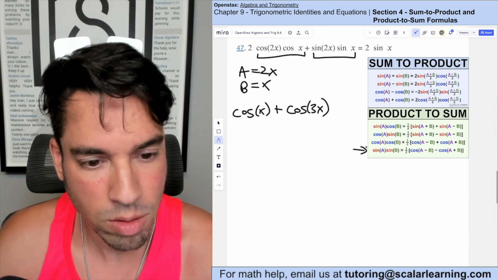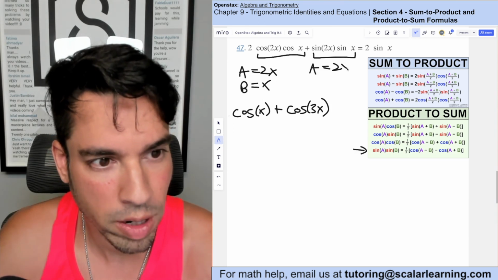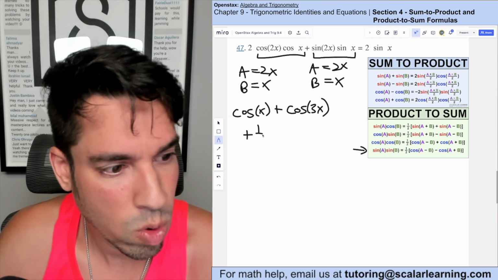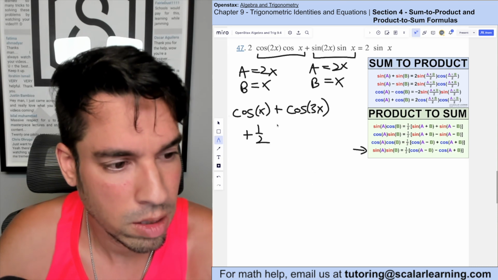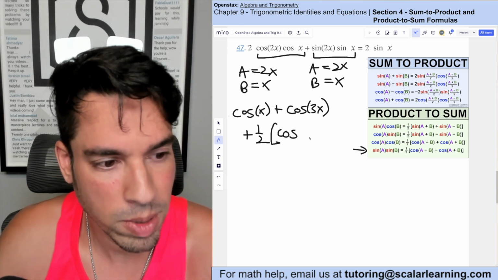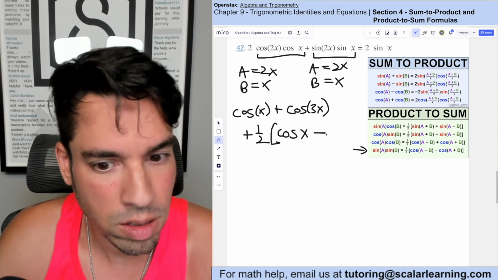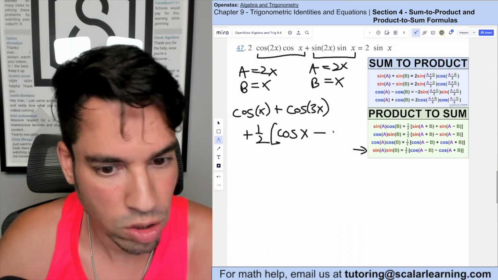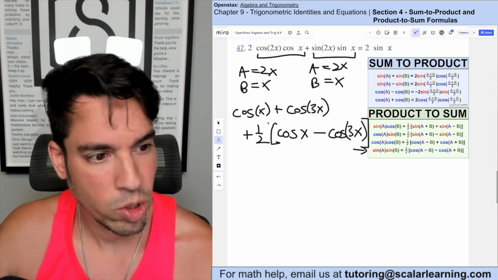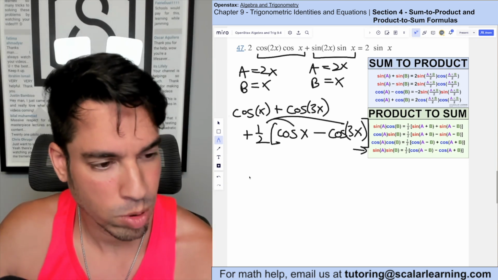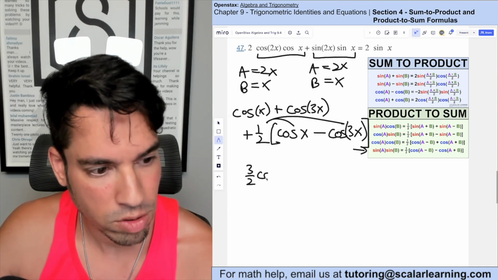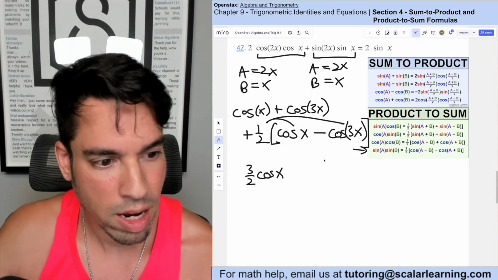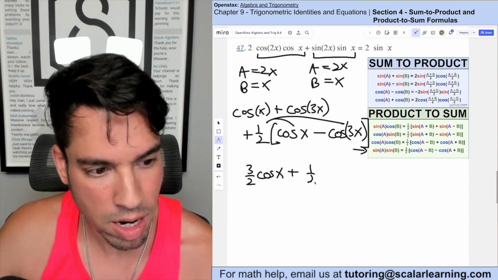That is sine times sine, which is right here. So for this one, I got A equal to 2x and B equal to x. And this one I can rewrite as plus 1/2 cosine of A minus B, which is cosine of 2x minus x, which is just cosine of x, minus cosine of A plus B, so that is 2x plus x, which is 3x. So now as I distribute everything and combine like terms, half of cosine x plus cosine x is 3/2 cosine x, and then cosine 3x minus 1/2 cosine 3x is just 1/2 cosine 3x.